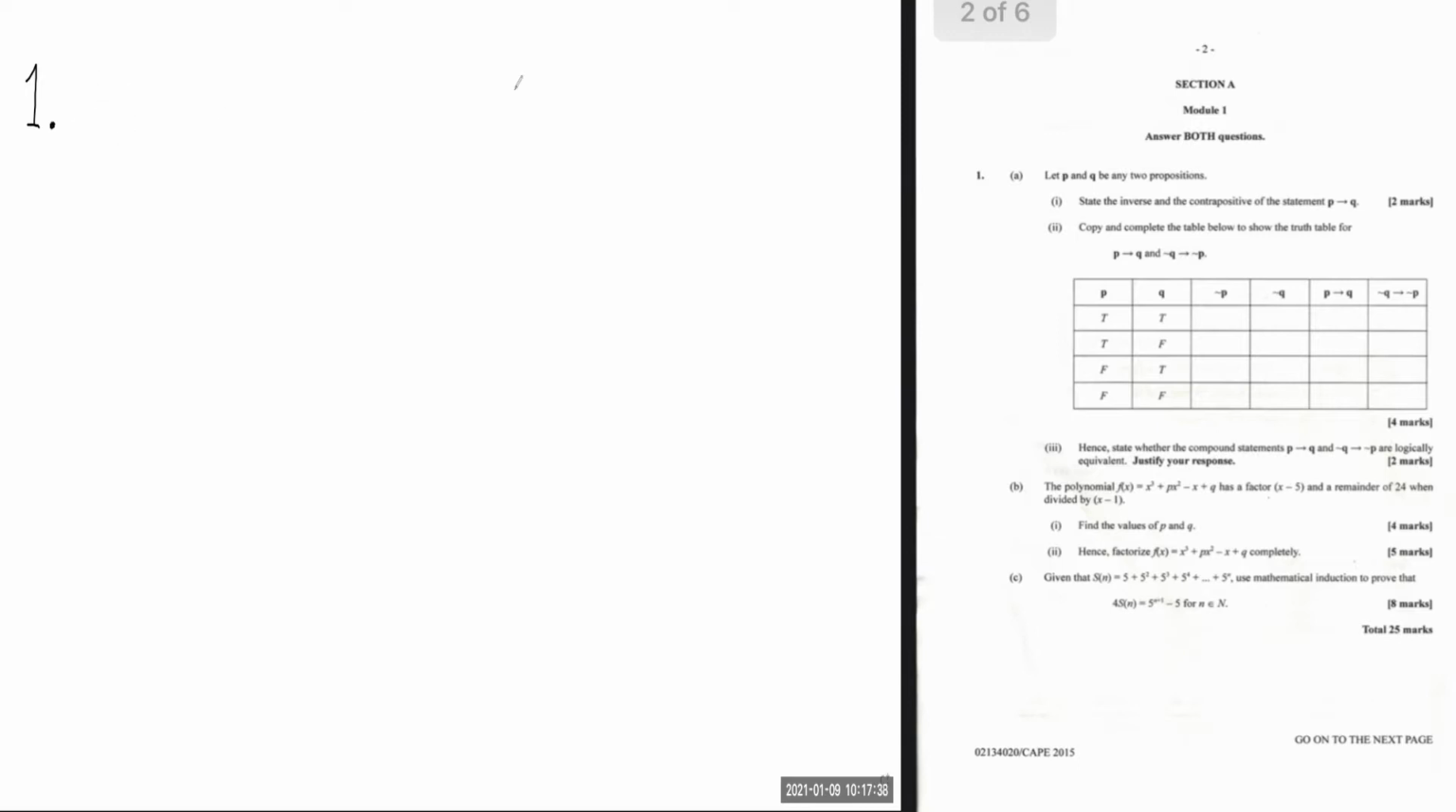All right, so you have the statement. They give you the conditional statement. The conditional statement is given as P implies Q. That's the conditional. So to write down the inverse is just not P implies not Q.